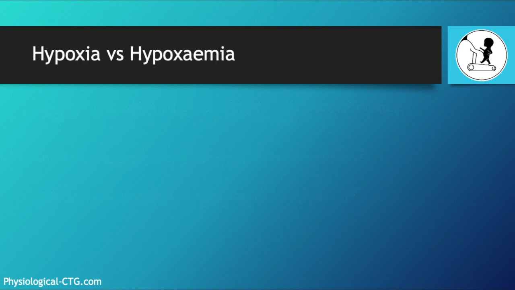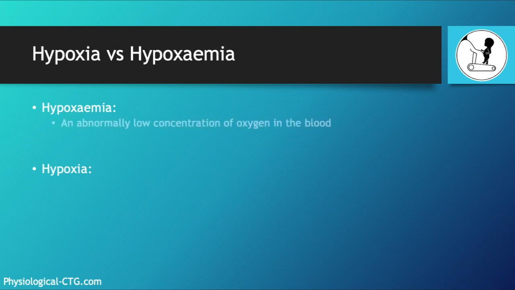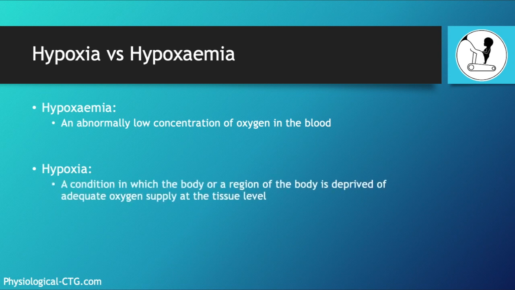At the beginning, I would like to highlight the difference between hypoxemia and hypoxia. Hypoxemia describes an abnormally low concentration of oxygen within the fetal blood. This is inevitable. This will occur every time the fetal cord gets compressed or if the uterine contraction lasts beyond the capacity of the placental reserve. While hypoxia is the presence of abnormally low oxygen concentration within the fetal tissues.